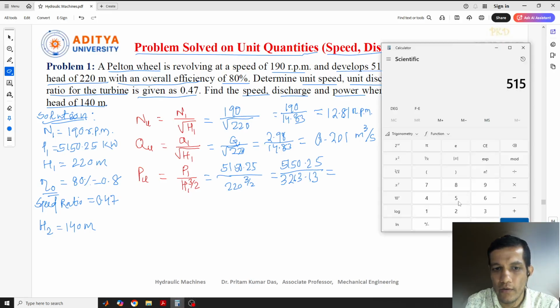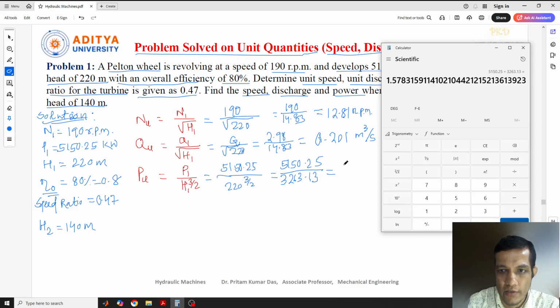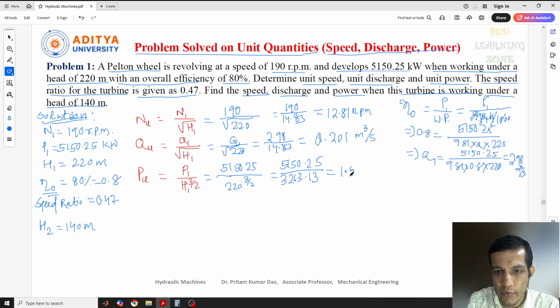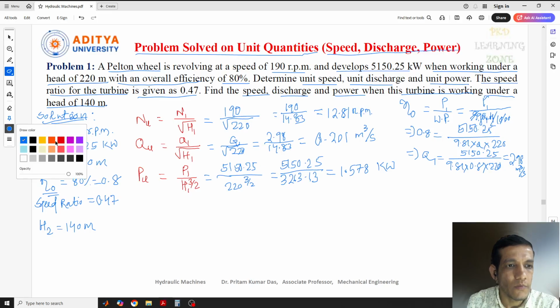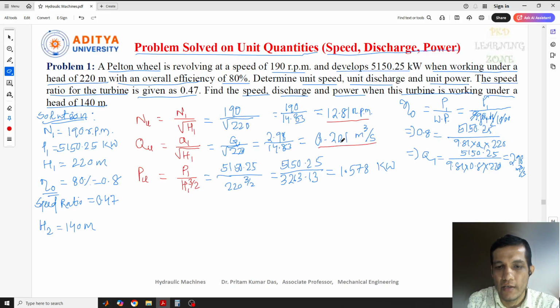This is 5150.25 divided by 3263.13, 1.578. So this is 1.578, this is kilowatt. So these are the first initial answers for the first condition. The second condition is given. These are the answers, this is one, and this is another one.